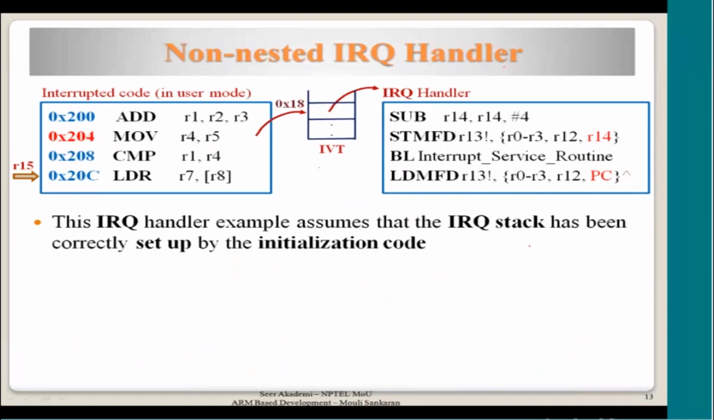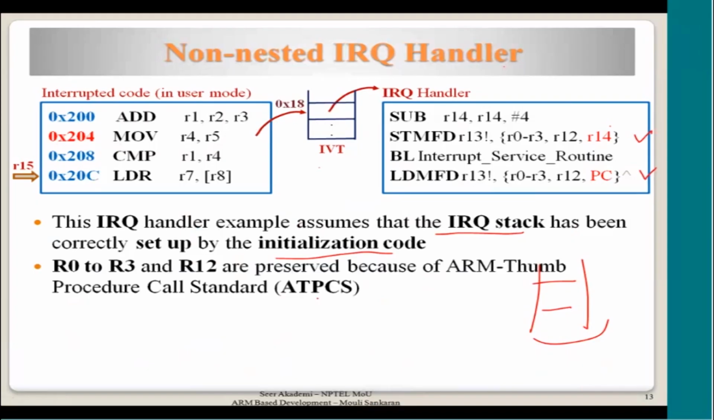So let us just see, for completeness' sake, the IRQ handler example assumes the IRQ stack has already been initialized. That is because we are using the stack to store our values. These two instructions are using the stack. So the stack should be initialized.